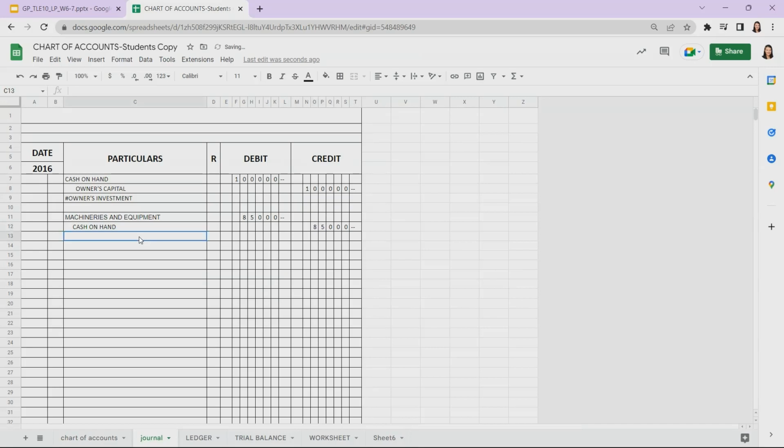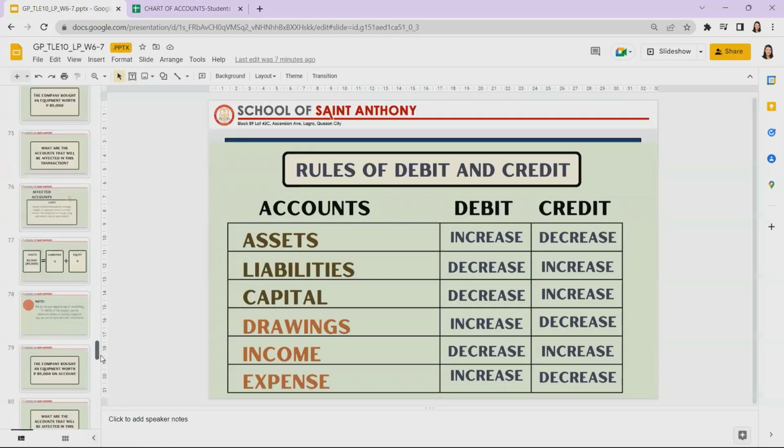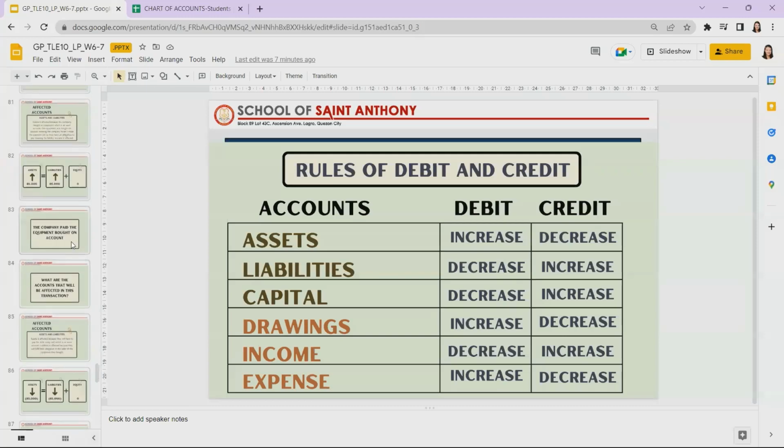And then write a brief explanation on what happened, why they have debit, machineries and equipment, why they have credit, cash on hand. Because you bought an equipment. Okay? You bought an equipment for 85,000.